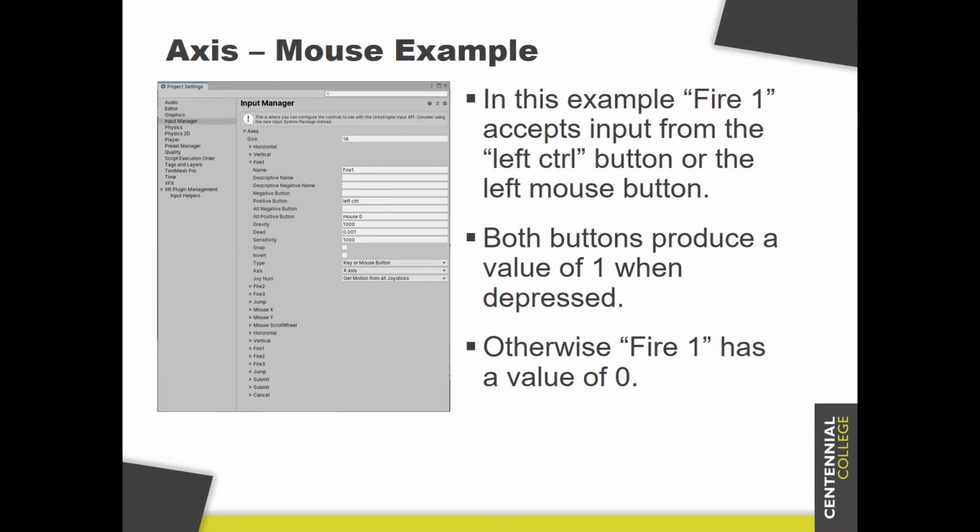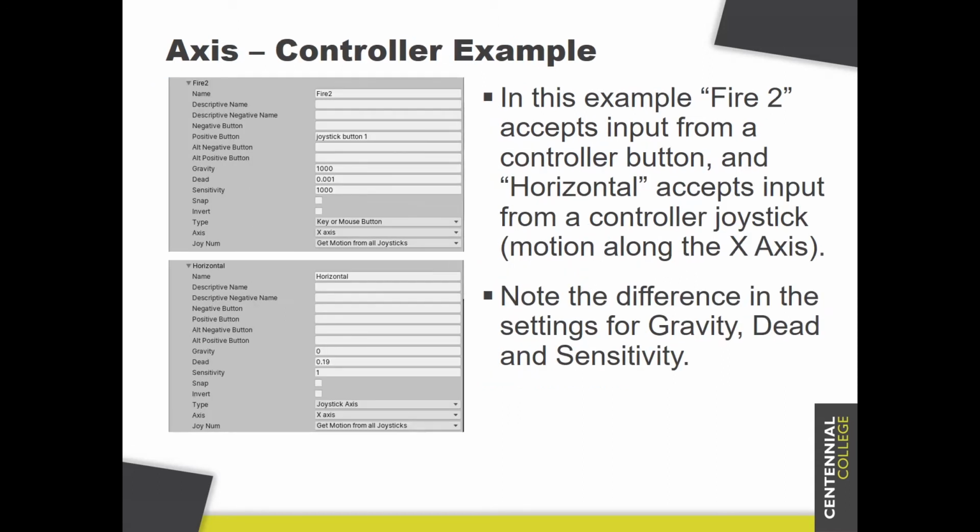So the default key, or the positive key, is the left control button, and the alternative key is the mouse button 0. In either case, whenever you're using this, it's going to only generate a positive value. So there are no negative values with this. If the left control is depressed, it'll return a value of 1, or if the mouse 0 button is pressed, it will give a value of 1. Otherwise, Fire 1 will return a 0. So there'll be no value, or a 0 value, I should say, associated with it. So that's a mouse example.